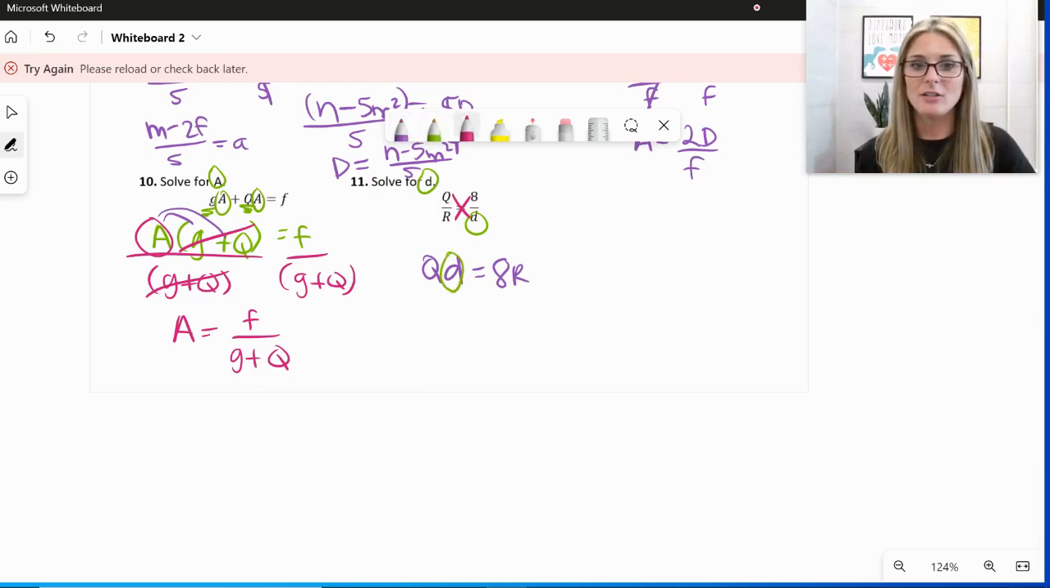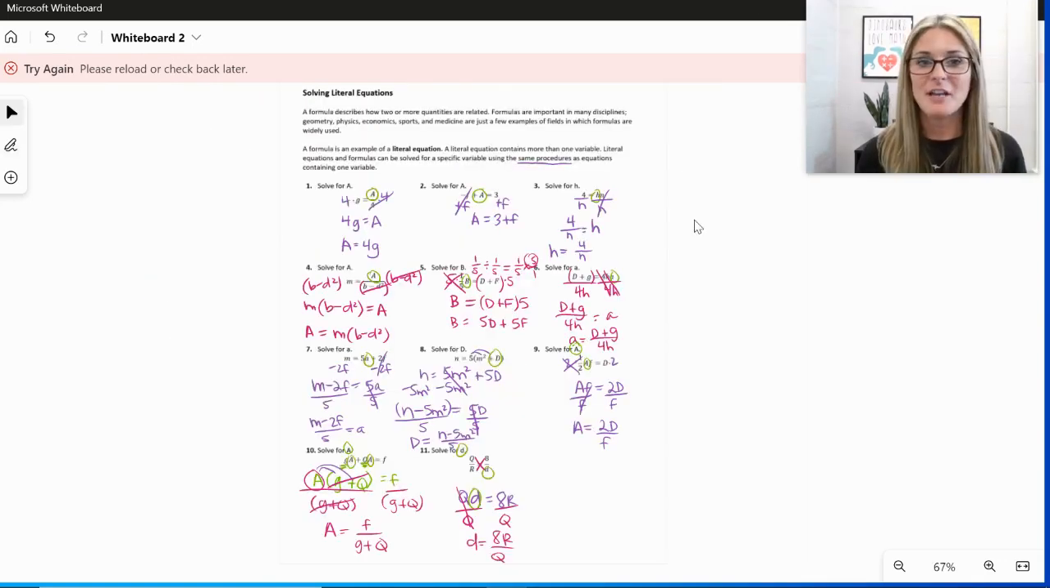We were solving for lowercase d. So let's finish that out. Get rid of that q. Divide by q on both sides. D equals 8r divided by q. Final answer. So that concludes our literal equations. Remember what I said at the very beginning. We were working our way up. I started off with really simple ones and worked our way up to the most complicated. There were several examples here, 11 problems that we worked together on purpose because there is such a variety on Delta Math, lots of different formulas or literal equations that you could see. So I wanted to make sure you got exposed to all of those in our video.